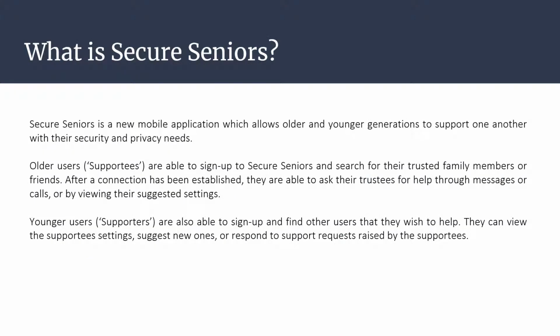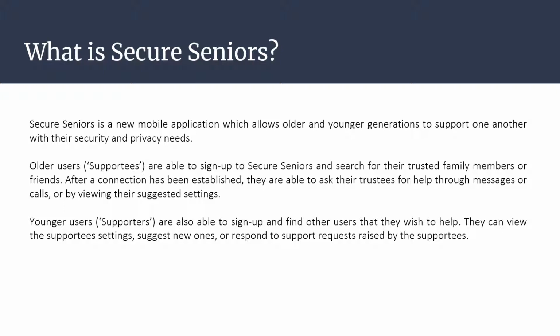So what is the Secure Seniors app? It is a system designed to allow those with limited technology security knowledge, often the older generations, to get support from friends or family members or other members, often of the younger generations, with their security needs. Older users, whom we'll call supportees, are able to sign up to the Secure Seniors app and find their trusted family member or friend through the search functionality and add them as a supporter. Once this connection has been made, they can ask their trustee for help via messages, calls, or by seeing settings that their trustee has suggested might be a good fit for them.